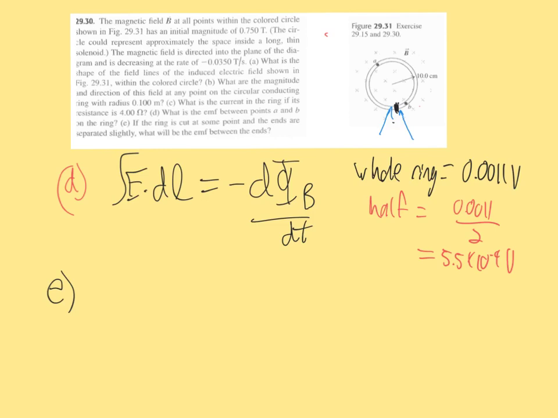So that actually turns out not to be hard either. Even if I cut it and separate it slightly, it's still going to be the whole ring, the same as before. So the voltage is still going to be 0.0011 volts. I'm going to have the same voltage between the ends, even though I separated the ring slightly. I'm still going to have pretty much the same area. I'm just going to have a difference in voltage across the edges.